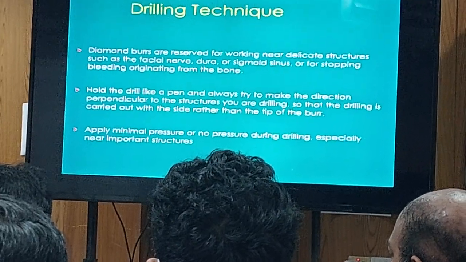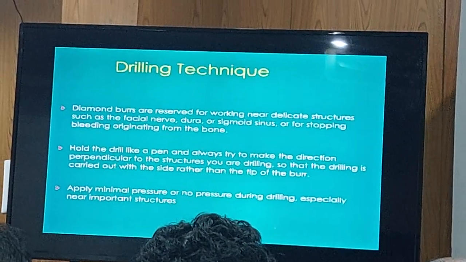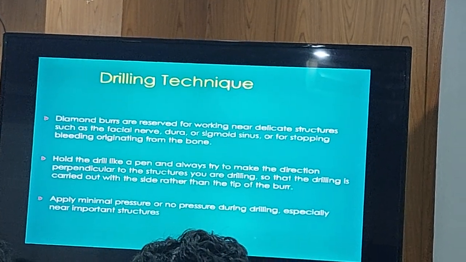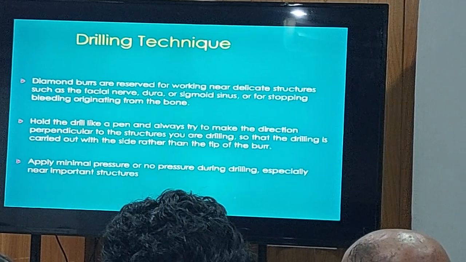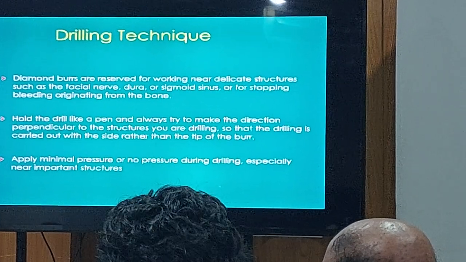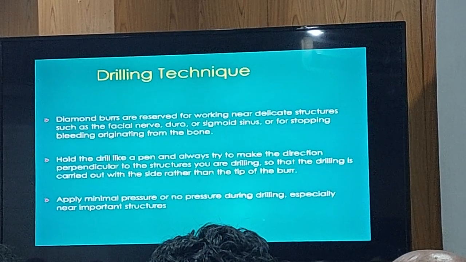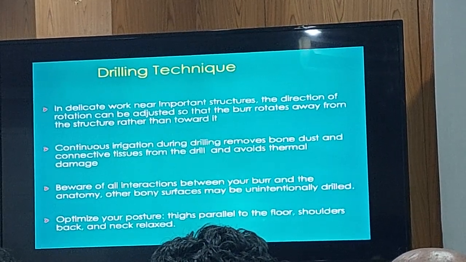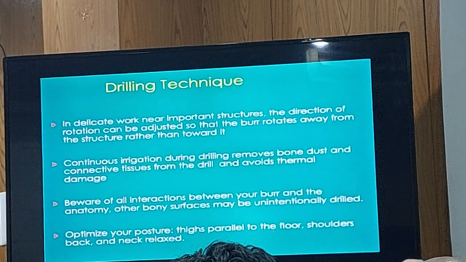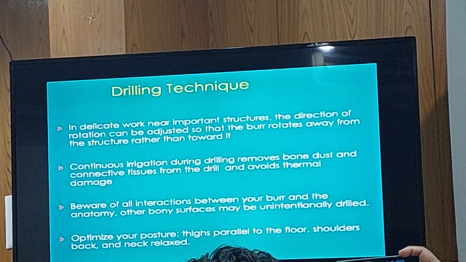Sometimes our bars are not sharply cut, the older bars, and we try to compensate with pressure. That is totally unacceptable. If you apply pressure over the structures, you will cause trauma. So you need to drill and cut with minimum pressure to avoid damage to the underlying structures. In delicate work, near important structures, the direction of rotation can be adjusted so that the bar rotates away from the structure rather than towards it.